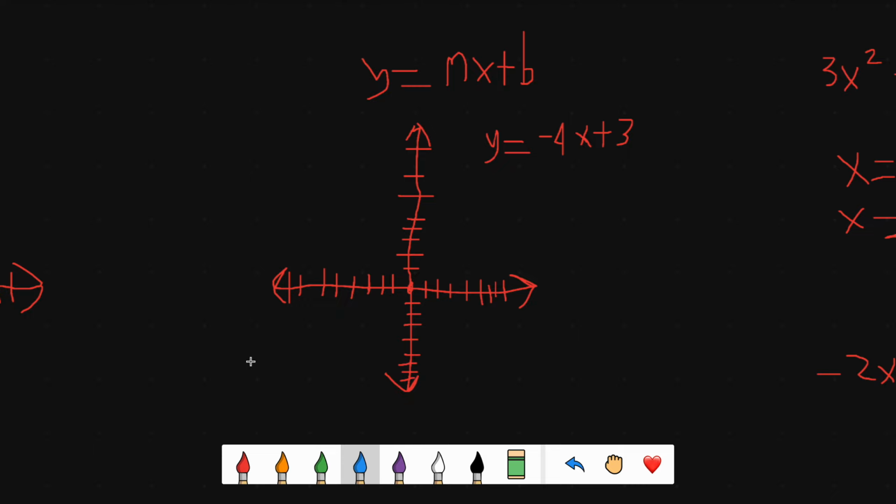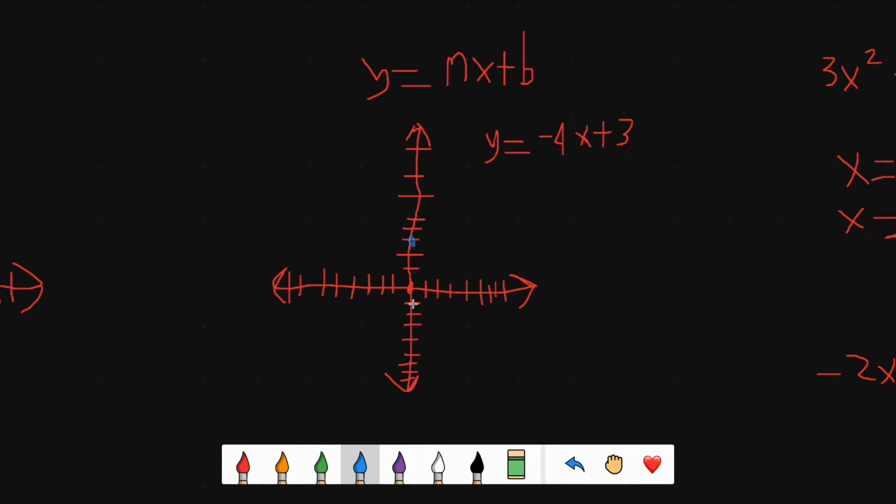Now let's actually talk about this. Since it has plus 3, you can say this is the y-intercept. So you should go about here, 0, 3. And since the slope is negative, you move down 4 units. It has negative 4 in it, so you move down 4 units: 1, 2, 3, 4.